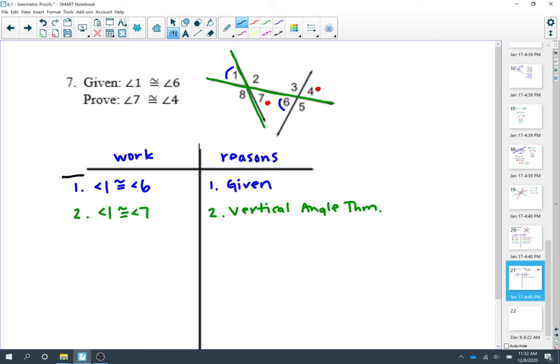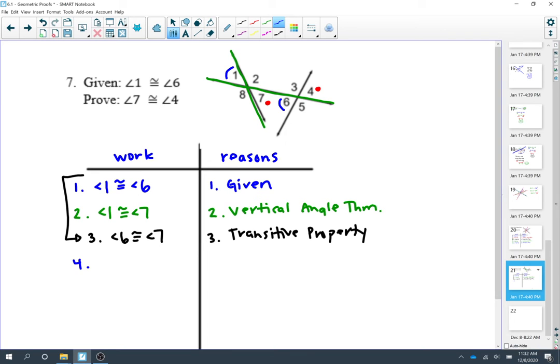So I'm going to go back and look at what I just did. So if angle 1 is congruent to angle 6, and angle 1 is also congruent to angle 7, then I know that angle 6 is congruent to angle 7, which is those two right there. Okay, so 3, that is again the transitive property. Step 4.